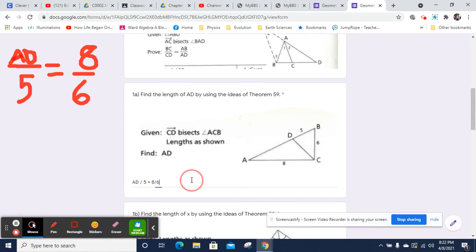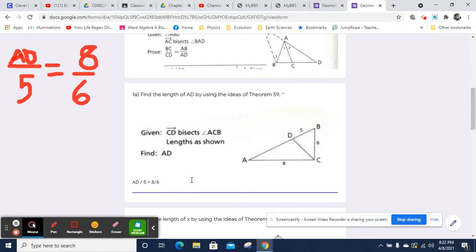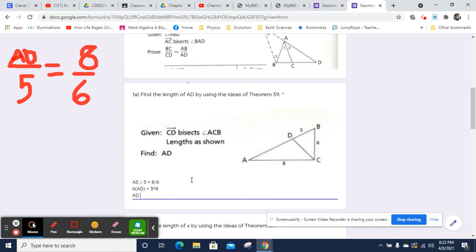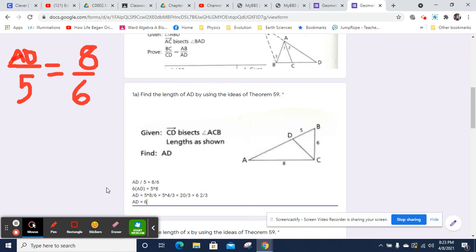So let's go ahead and establish that. So 6 times AD is going to equal 5 times 8. And so that means AD is going to equal 5 times 8 over 6, which we can simplify into 5 times 4 over 3, which will be 20 over 3. And we can simplify that if we want into 6 and 2/3. And that is the answer for AD. AD equals 6 and 2/3.